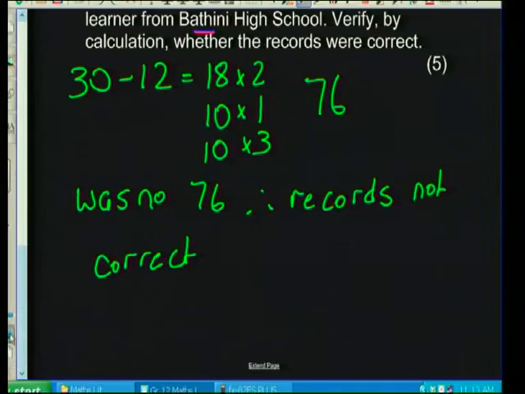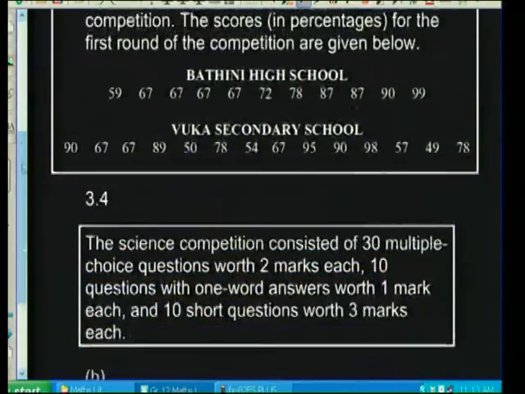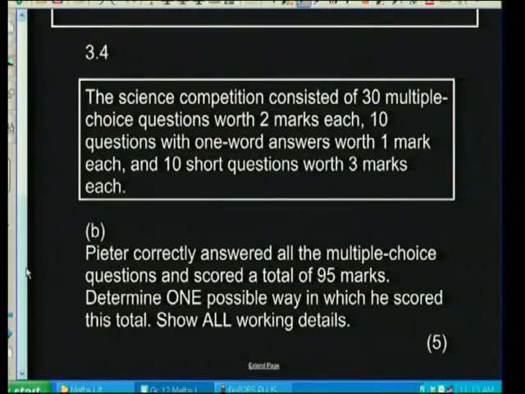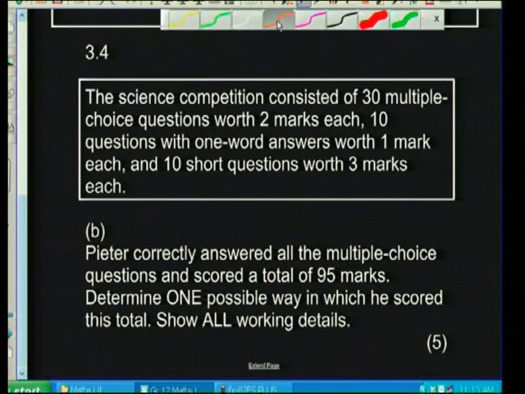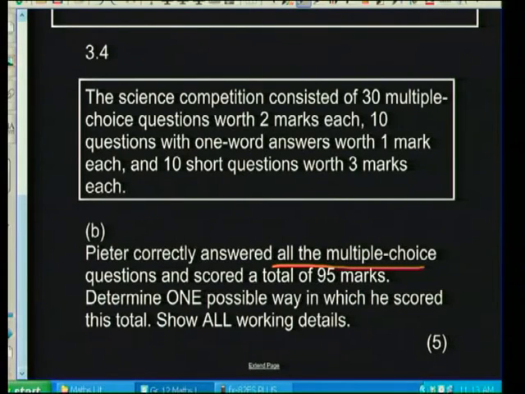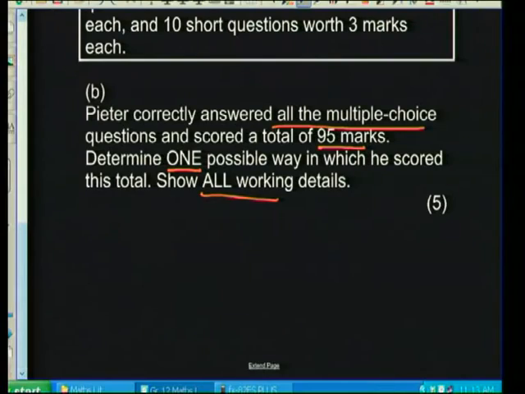Hey, let's move on to the last question in this section. And this question says, Peter correctly answered all the multiple choice questions and scored a total of 95 marks. Determine one possible way in which he scored this total and show all your working details. Now, there is more than one way of doing this. There's actually quite a few ways of doing this.